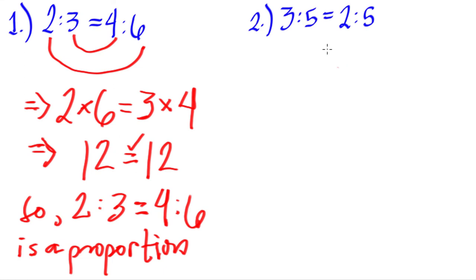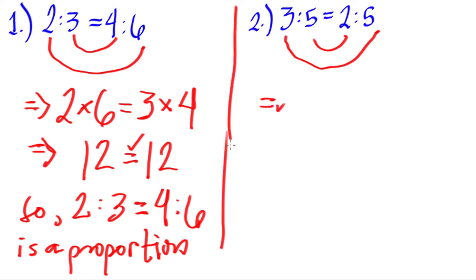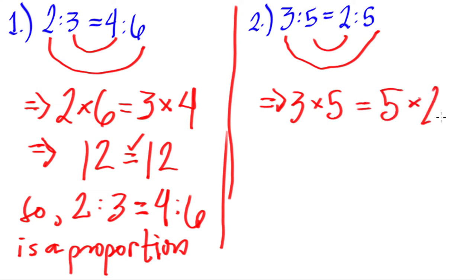How about number 2? We have 3 is to 5 equals 2 is to 5. Let's apply the law: the product of the extremes should be equal to the product of the means. For number 2, 3 times 5 is said to be equal to 5 times 2. In this part you can see the answer already, it's clear as day. 3 times 5 is 15, and 5 times 2 is equal to 10.